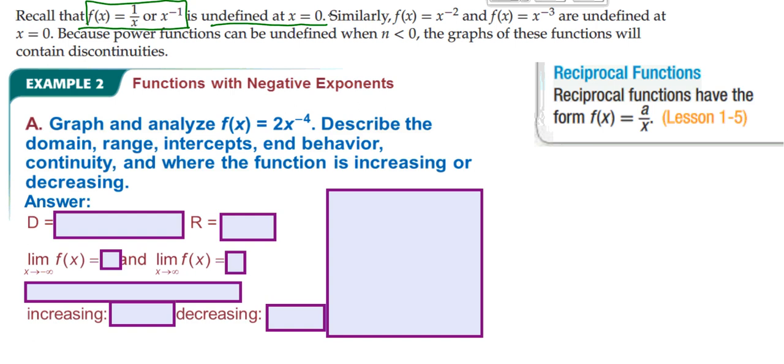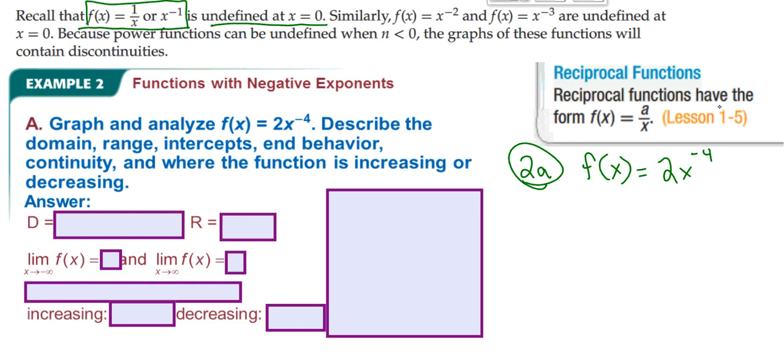Because power functions can be undefined when n is less than 0, the graph of these functions will contain discontinuities. So if we're raising x to a negative power, we're going to have discontinuities. Again, we're just looking at more of these graphs. If we were together, we would look at them together. So this is 2a, and our function is f of x equals 2x to the negative 4. We want to describe the domain, range, intercepts, and behavior, continuity, and where the function is increasing or decreasing.